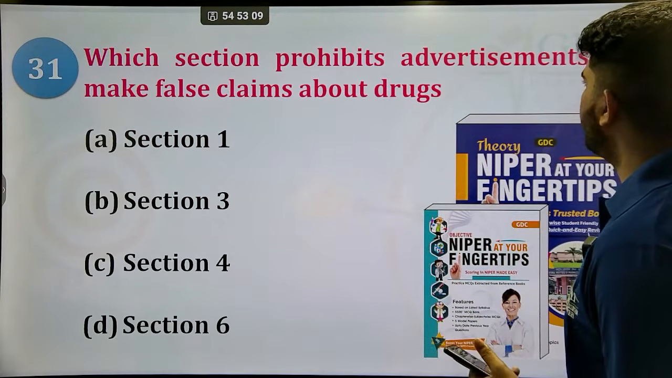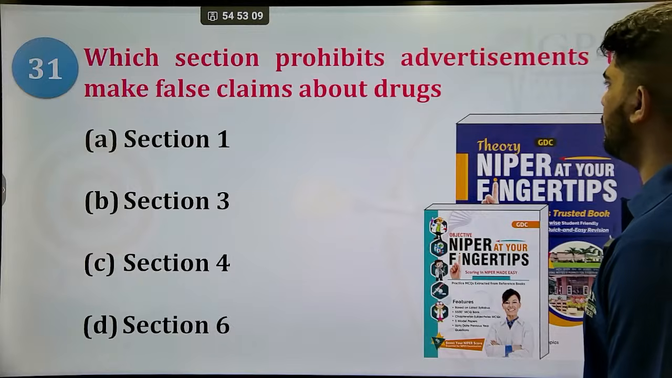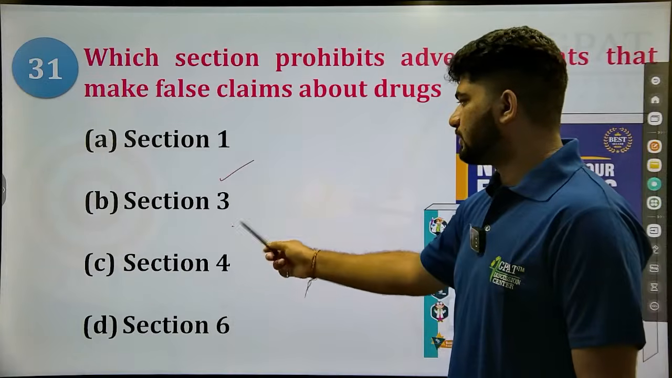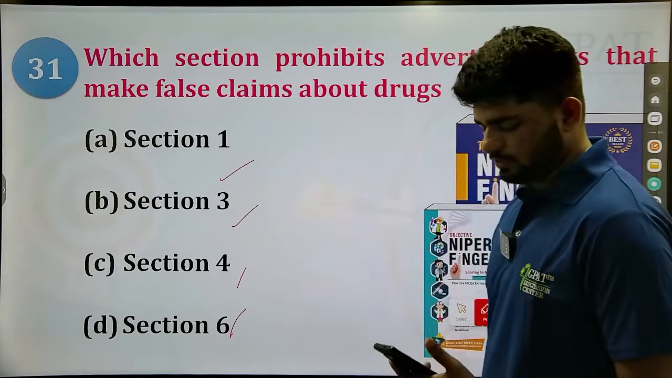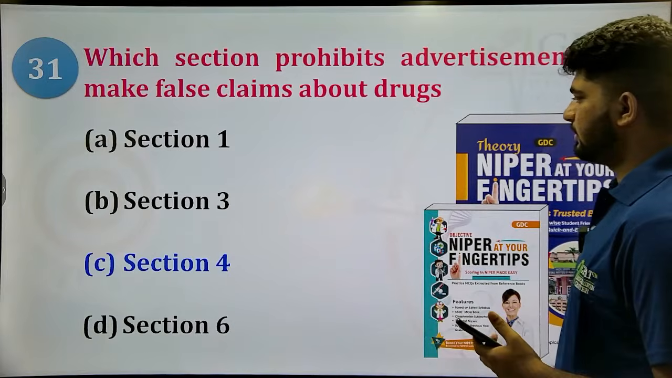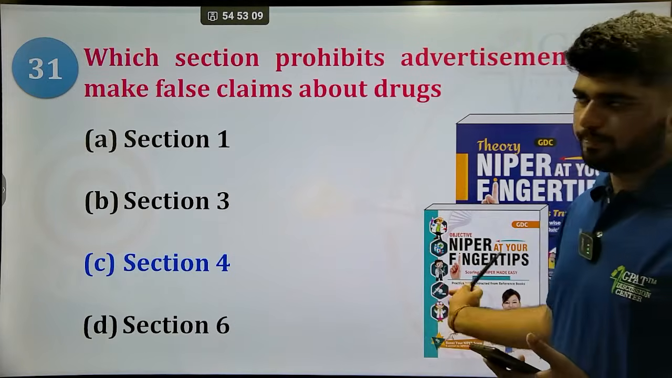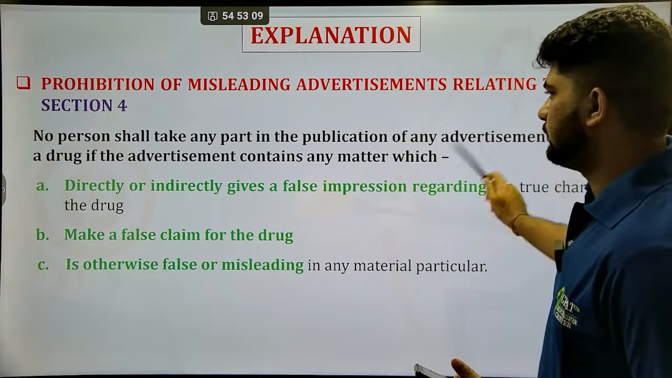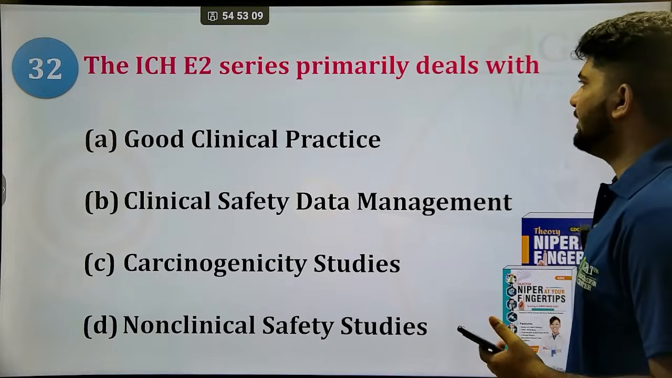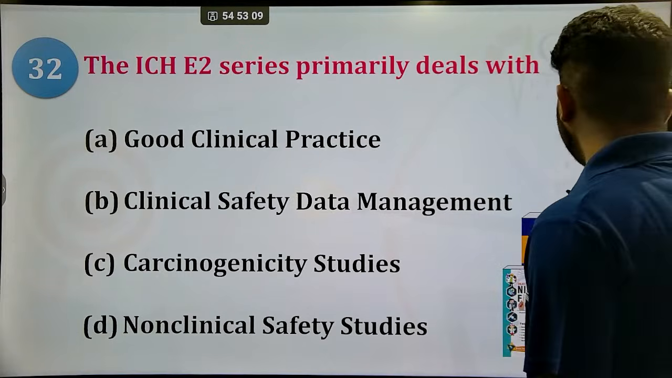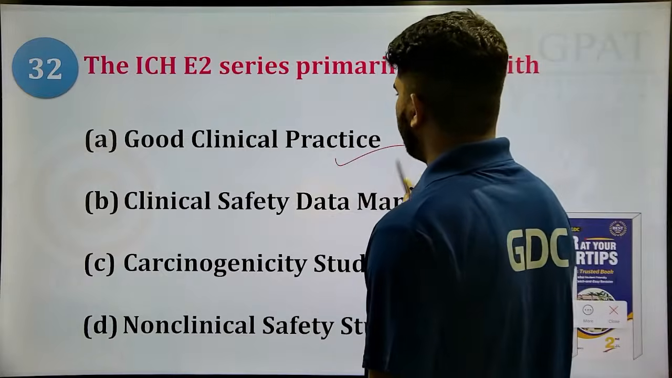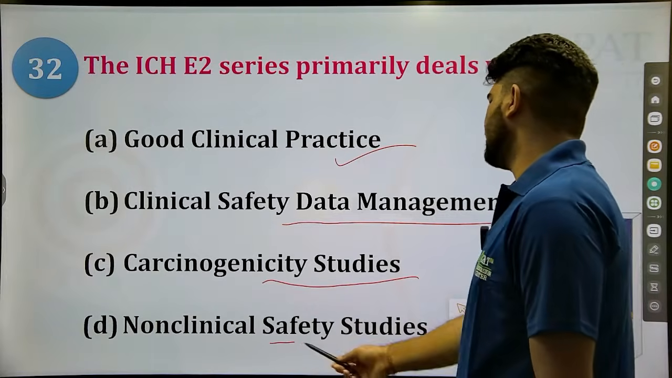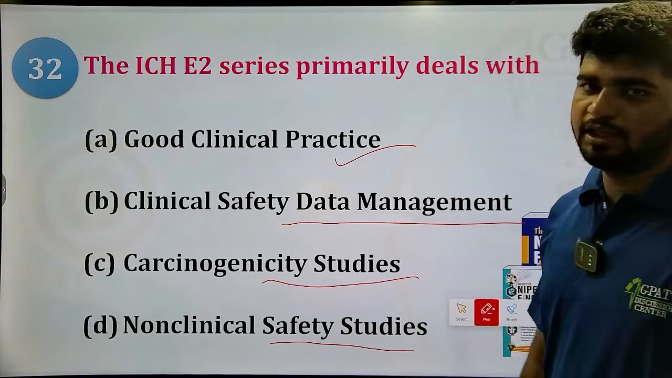Which section prohibits advertisements that make false claims about drugs? First question: is it section 1, section 3, section 4, or section 6? That is nothing but your section 4 over here. Section 4, prohibition of misleading advertisement related to drugs. Now, the ICH E2 series primarily deals with good clinical practice, clinical safety data management, carcinogenicity studies, or non-clinical safety studies. E2, guys.